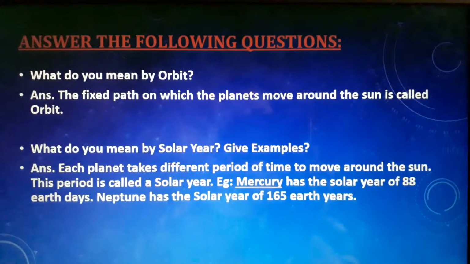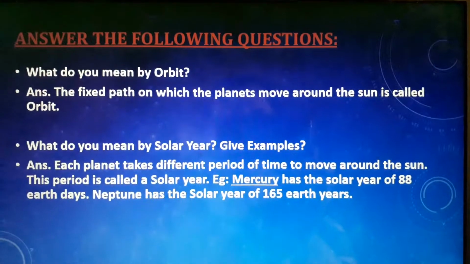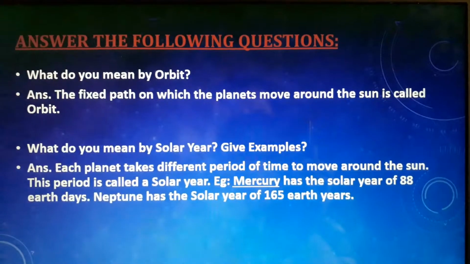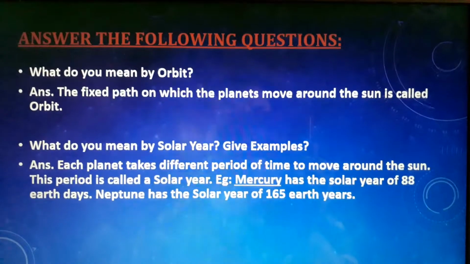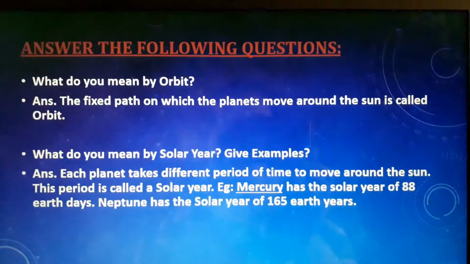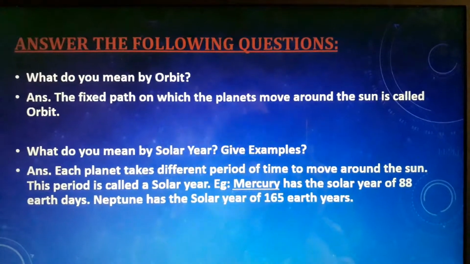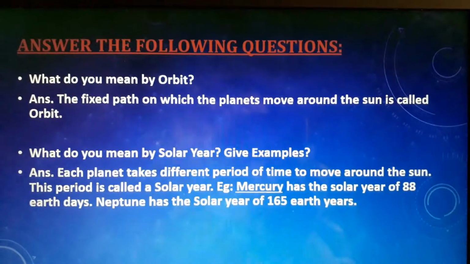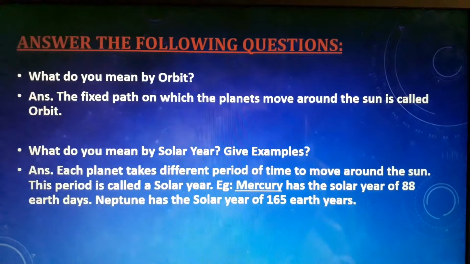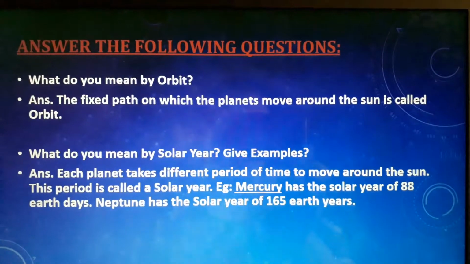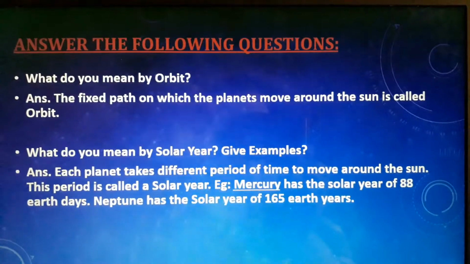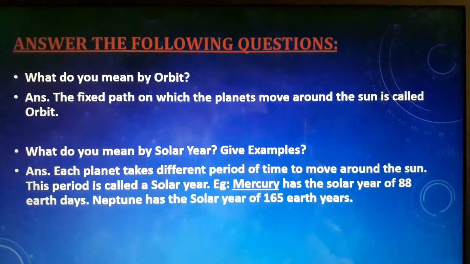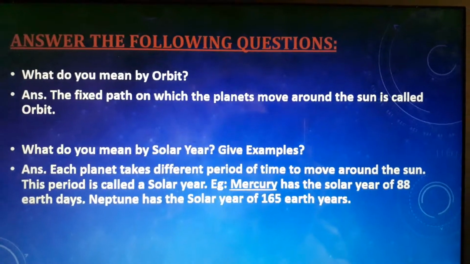What do you mean by orbit? The fixed path on which the planets move around the sun is called orbit. What do you mean by solar year? Give examples. Each planet takes different period of time to move around the sun. This period is called a solar year. Example: Mercury has a solar year of 88 Earth days. Neptune has a solar year of 165 Earth years.